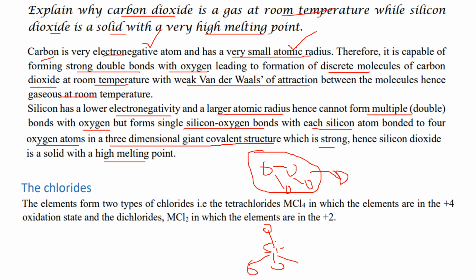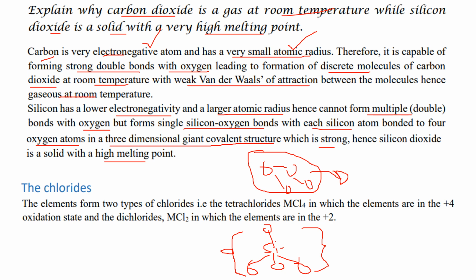Being in this shape, it forms what we call a three-dimensional structure. And the three-dimensional giant covalent structure is very strong at room temperature, in such a way that it enables silicon dioxide, the oxide of silicon, to exist as a solid at room temperature.